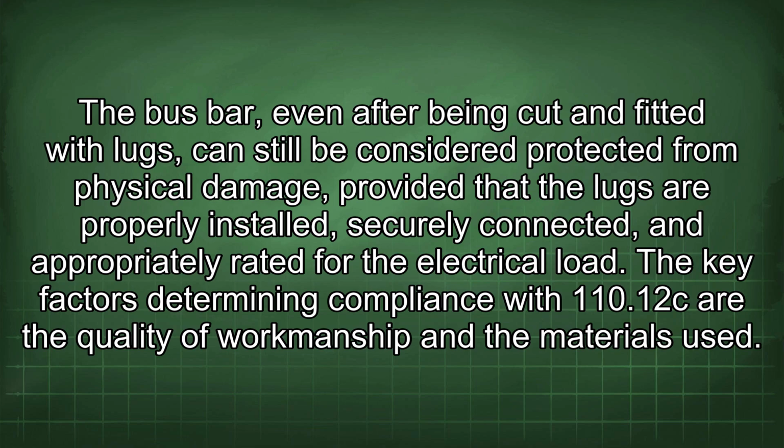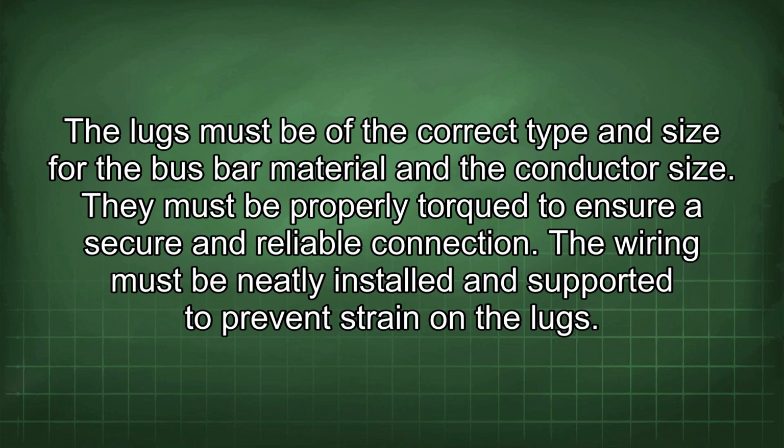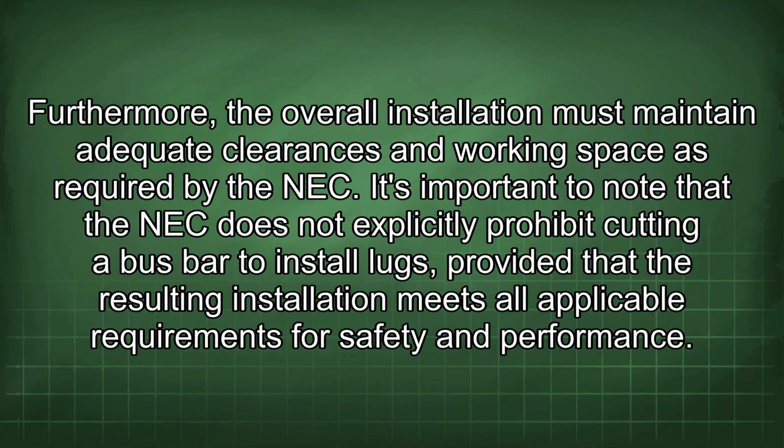The key factors determining compliance with 110.12 are the quality of workmanship and the materials used. The lugs must be of the correct type and size for the bus bar material and the conductor size. They must be properly torqued to ensure a secure and reliable connection. The wiring must be neatly installed and supported to prevent strain on the lugs. Furthermore, the overall installation must maintain adequate clearances and working space as required by the NEC.